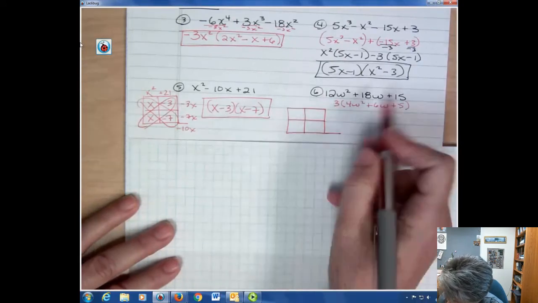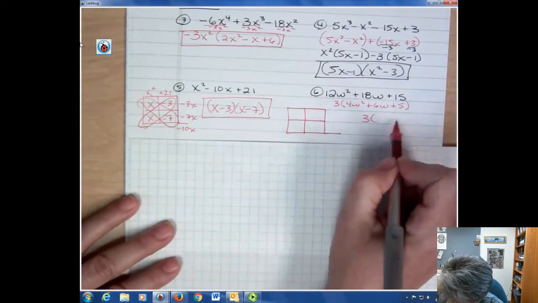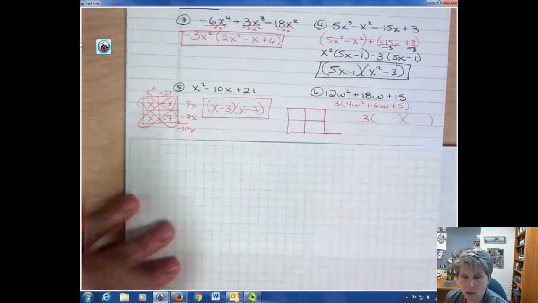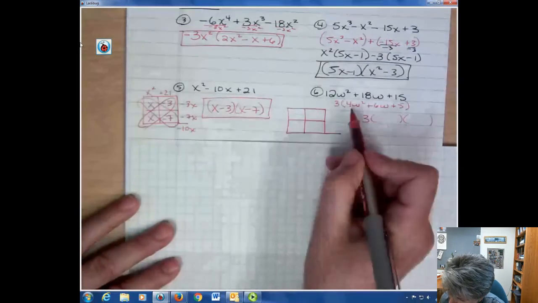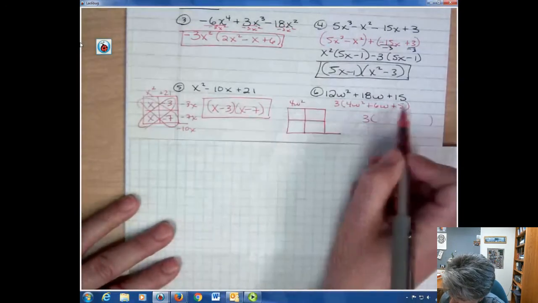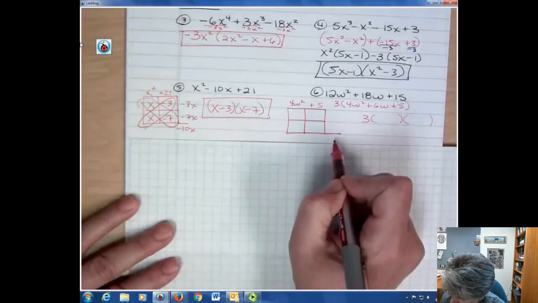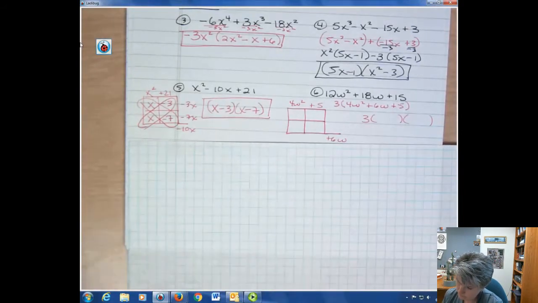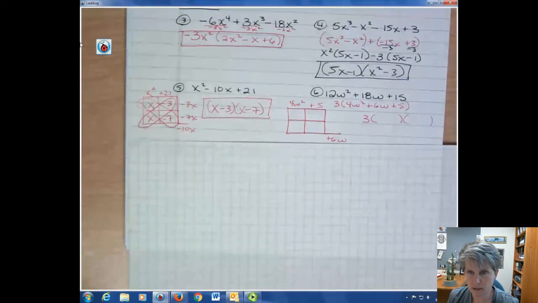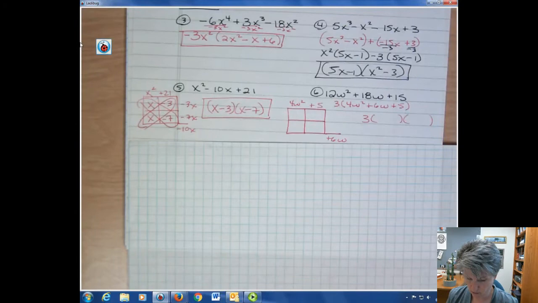The 3 is part of my answer, so I don't want to forget that. I'm going to write this over here. And I know I'm going to have to fill that other part in, but the 3 is part of it. So I have 4w squared, and I have positive 5, and I have positive 6w. I'm just thinking that I copied this down wrong, but hang on. If it can't be factored, I can't go on, right? But I'm going to give it a whirl here.